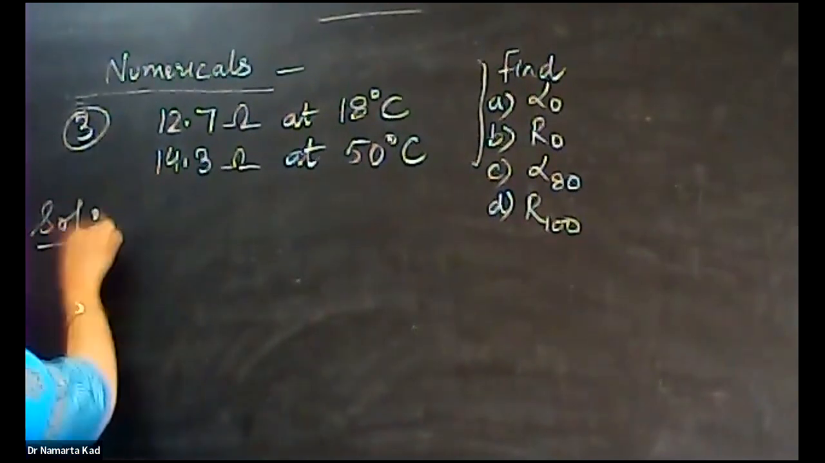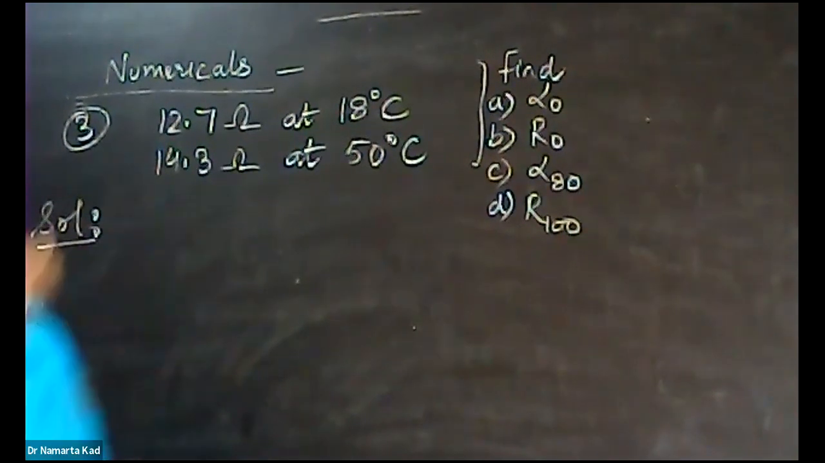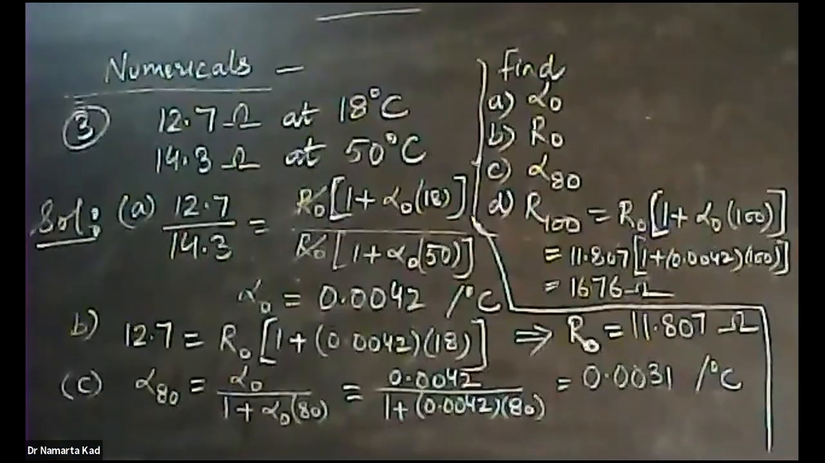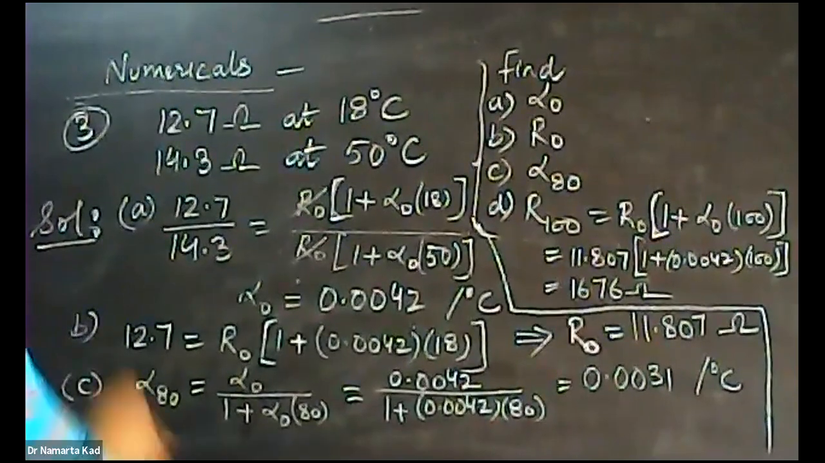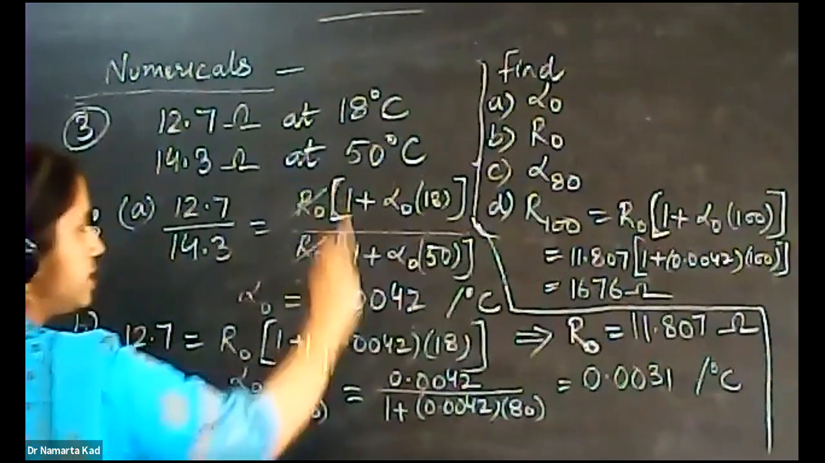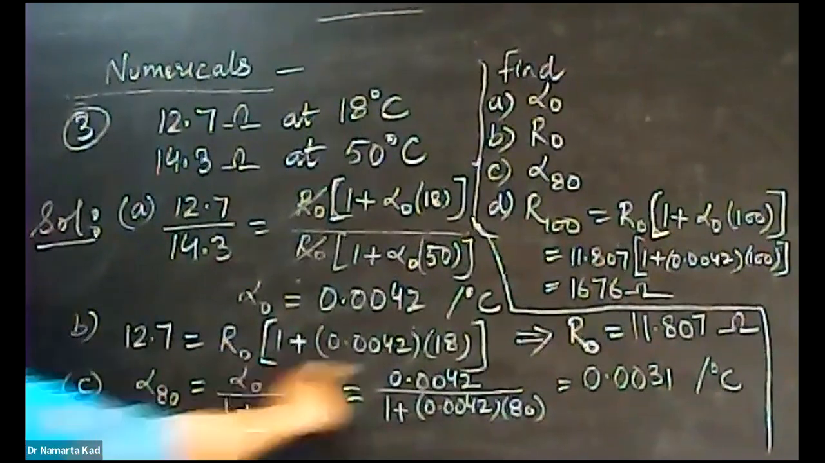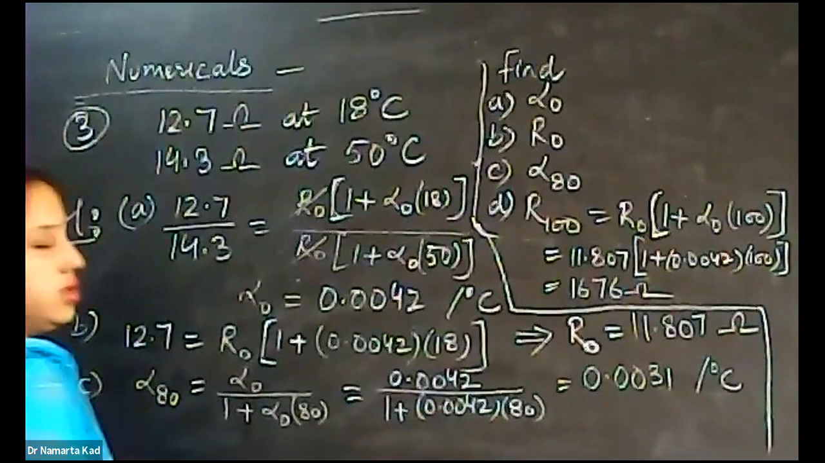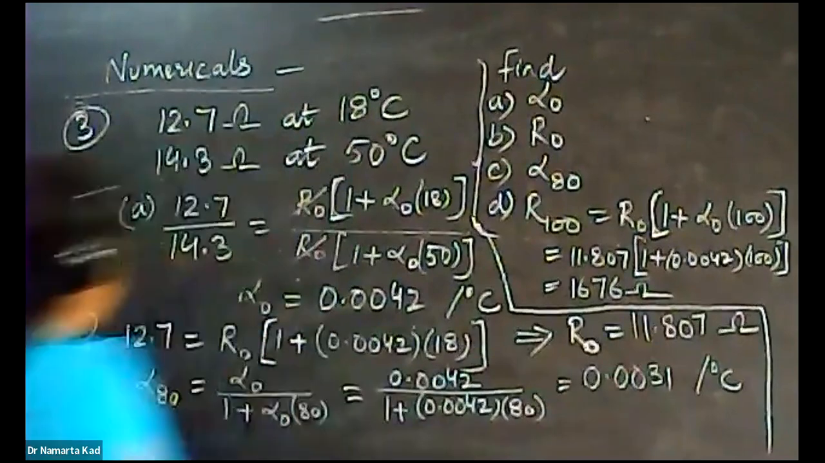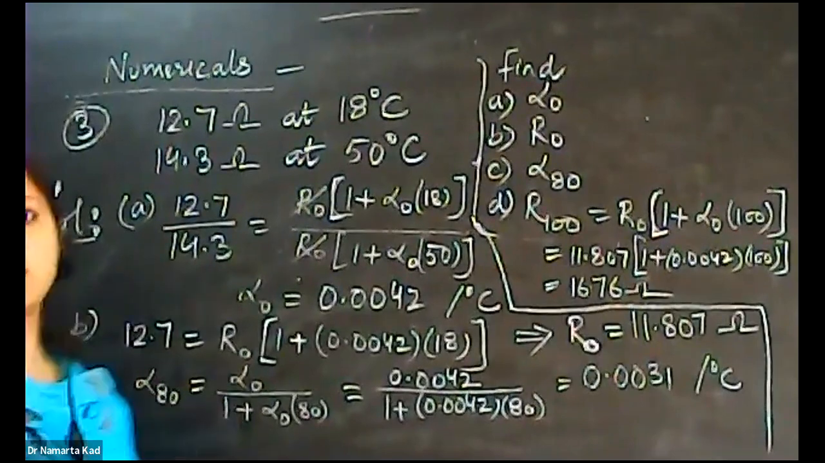Yes. What is the formula to be applied for the first? That is the same that we have done in the second numerical. It's the same concept. And these are the answers. For A part, the alpha naught comes out to be 0.0042 per degree C. And for B part, we are applying the basic formula, that is 12.7 is equal to R naught into 1 plus alpha naught into T. So R naught comes out to be 11.807 ohms.